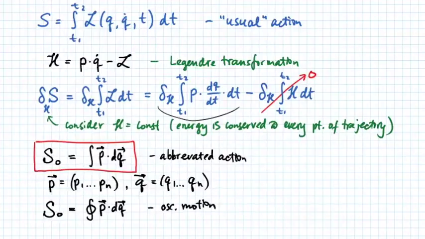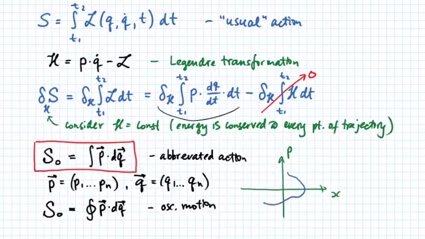So what is the physical meaning of abbreviated action? It becomes clear when we consider phase space, say x and p, and whatever trajectory we may have of oscillatory motion. For example, a trajectory that looks something like this. Then this integral, as we can see, gives us the area of this loop, which is enclosed by the trajectory in the phase space.